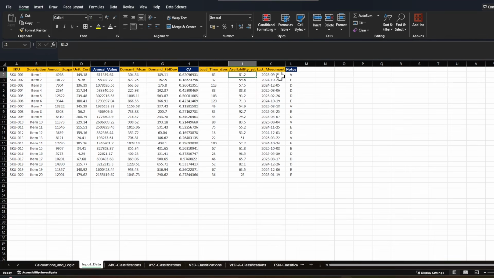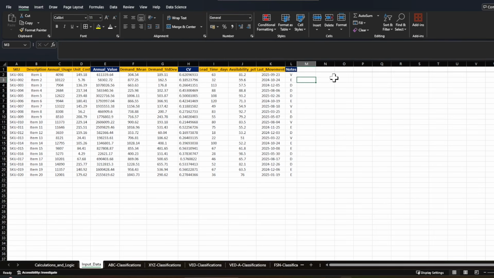Then there is the last movement: the date when this particular item last had a transaction in your system, the latest date. You can easily get this data from any transaction data system, or you can take a dump of the data and do an aggregation, like the latest date. So this is how you can get this data.